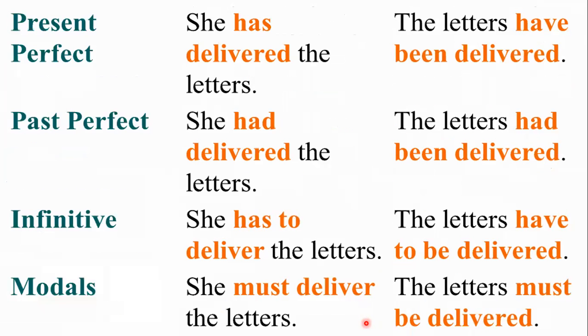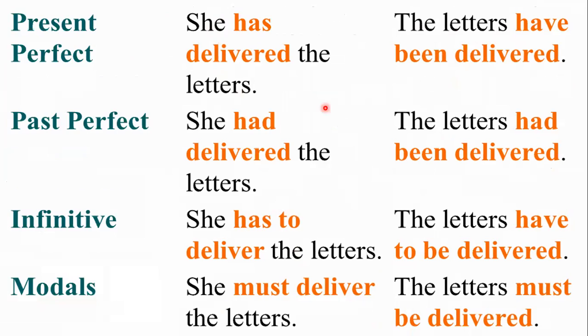Okay, present perfect. She has delivered the letters. Now, this is what you need to understand. If it is she and is a has, then when we change the voice, it becomes the letters have been delivered by her. Please don't write the letters has been because it cannot be the letters has been. The letters have been delivered by her.